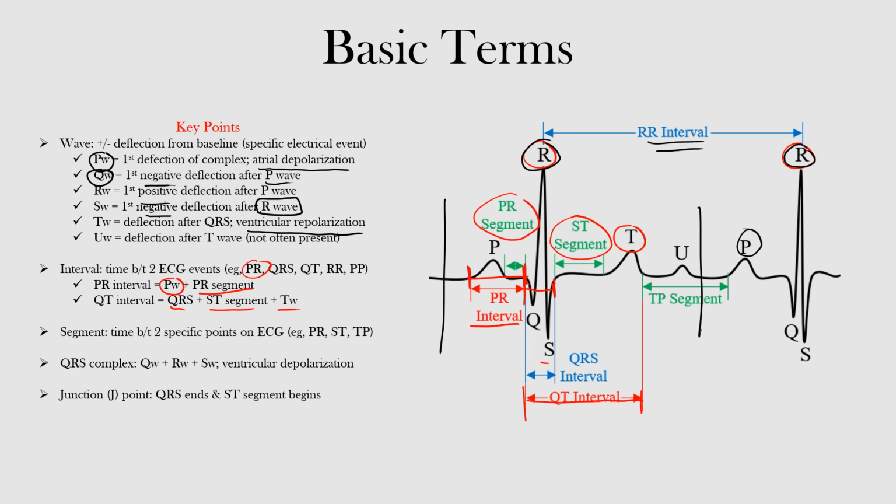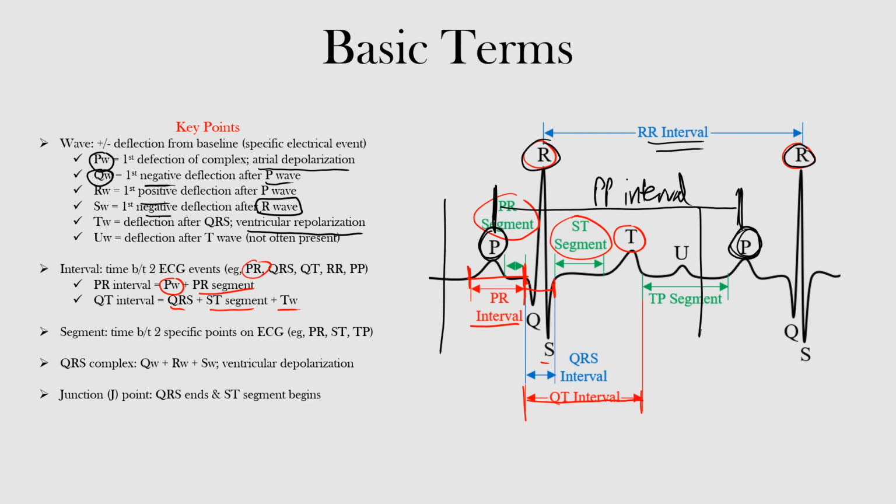Then there's something called the P to P interval. Similarly, we take the P wave of one complex and then the P wave of the next, and it's from this point up until the next P, and we call that the P to P interval. So those are the intervals: the PR interval, the QRS interval, the QT interval, the R to R, and P to P intervals.